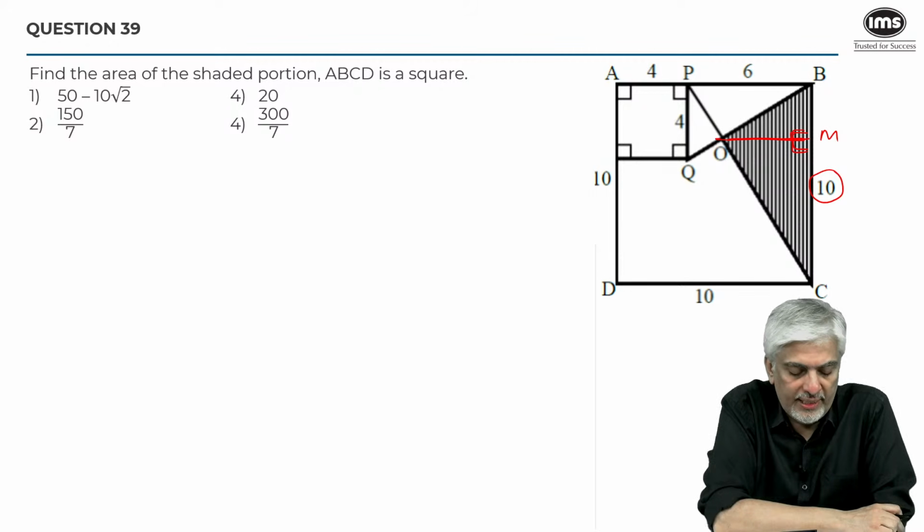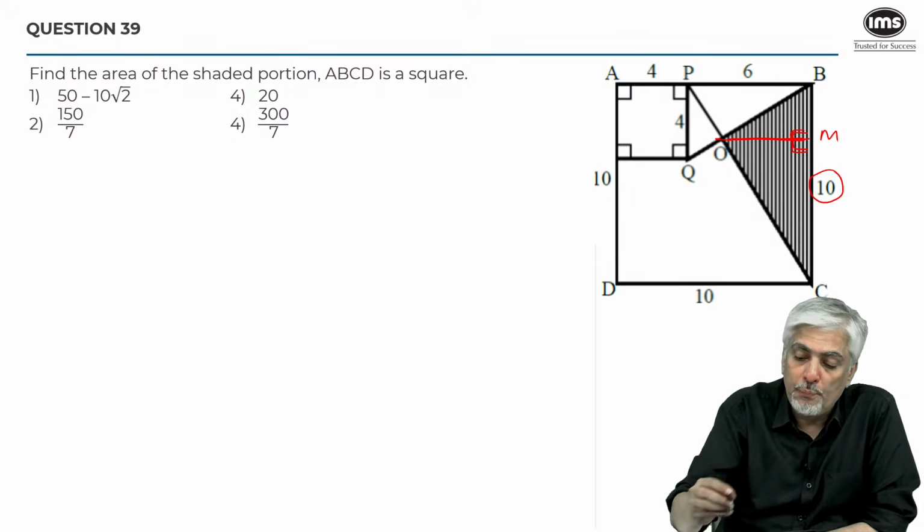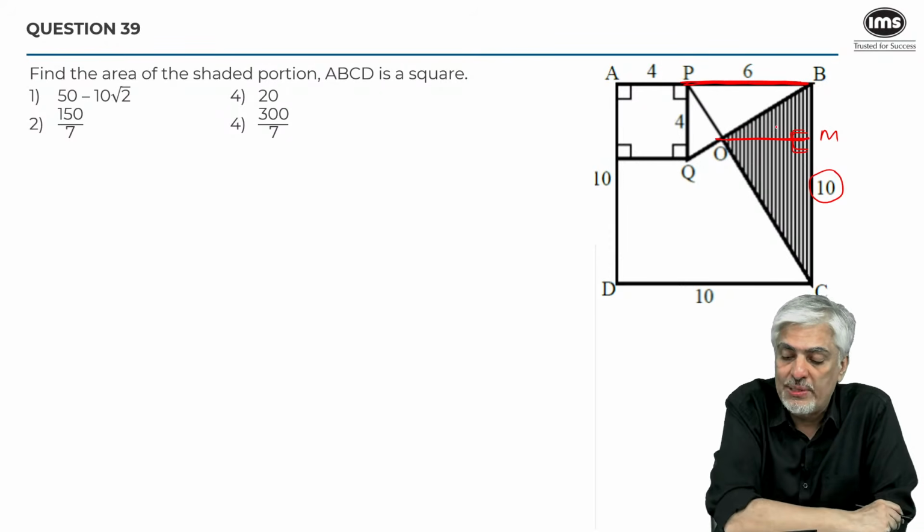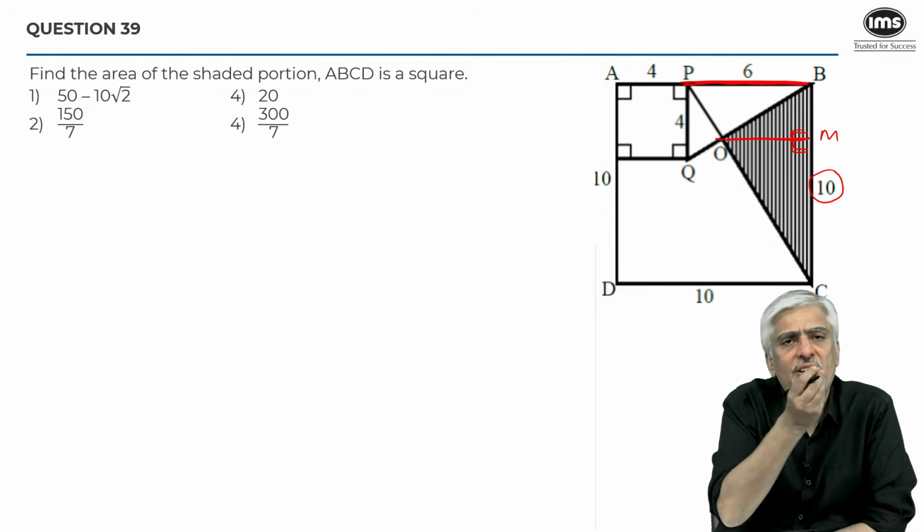OM is not 4, Aryan. Wrong. Think, Uday, PB is 6. Aryan, sorry, Aryan, PB is 6. So OM will definitely be more than half the way the diagram is given. Anshul, wrong. Sagar, right. Hemant, wrong. Sarupa, right. Very simple trick was there.